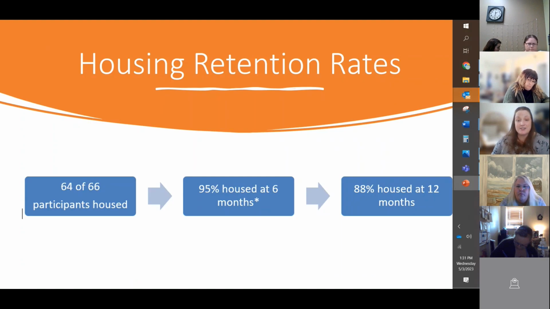And our housing retention rates with Housing Navigation, for last year, and it's pretty consistent year to year, are 95% housed at 6 months and 88% housed at 12 months. So I just include that, showing we're having that fidelity to the Housing First model and able to get similar retention rates that Housing First programs get.